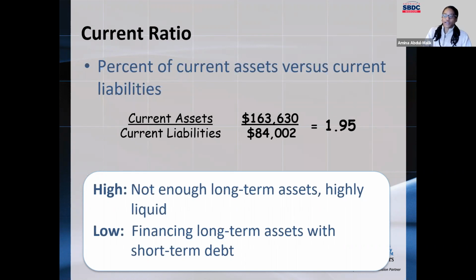But then obviously if the current ratio is too low, then that typically means that you are trying to finance your long-term assets with short-term debt. And typically when that happens, it offsets your ratios, it offsets your finances, because you're trying to finance equipment, real estate, and things that take a longer time to pay off with short-term debt that is expected to be paid off in a quick manner.